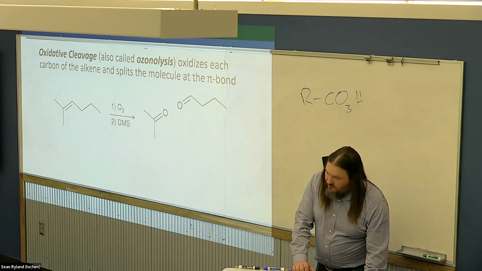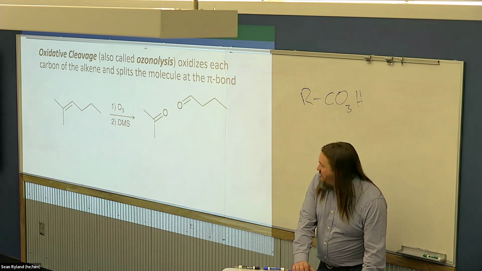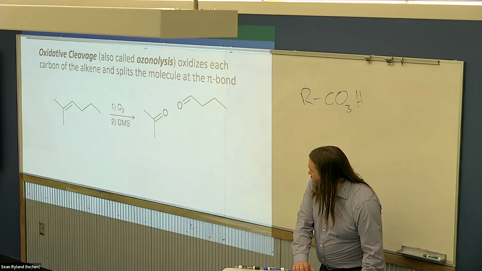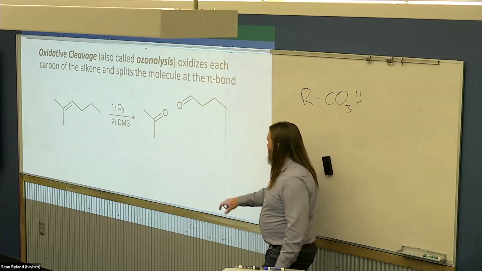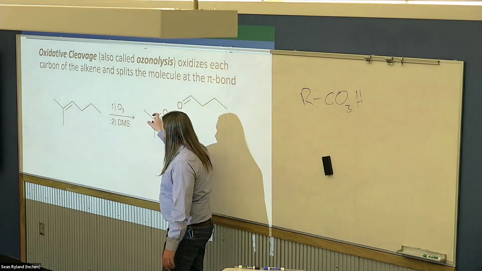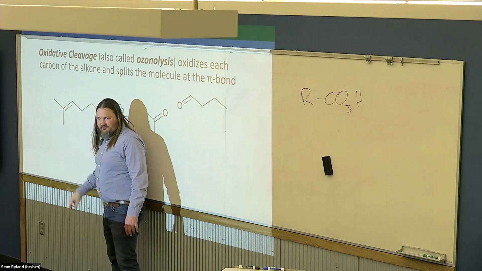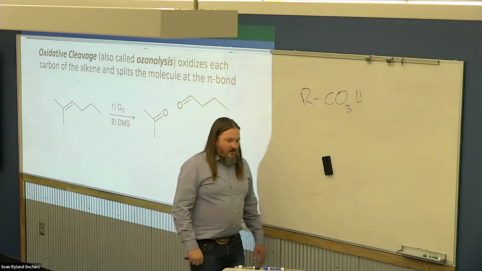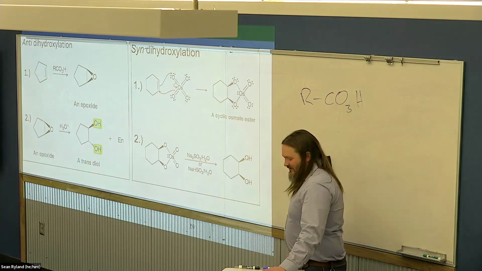Oxidative cleavage is basically when we start breaking up the carbon structure. Oxidative cleavage, if you put ozone, O3, with the pi bonds, you wind up chopping it in half and adding a carbonyl to each side. So now we're really cooking with gas.